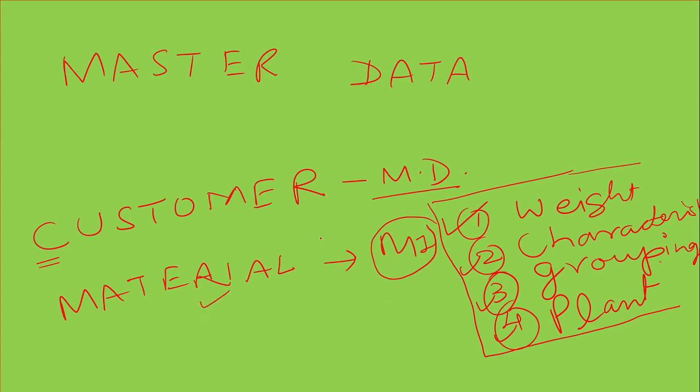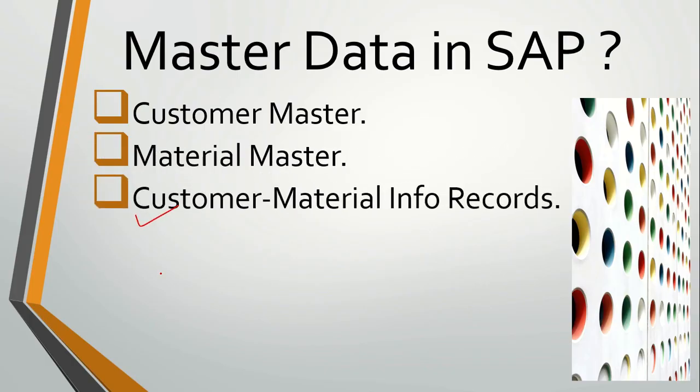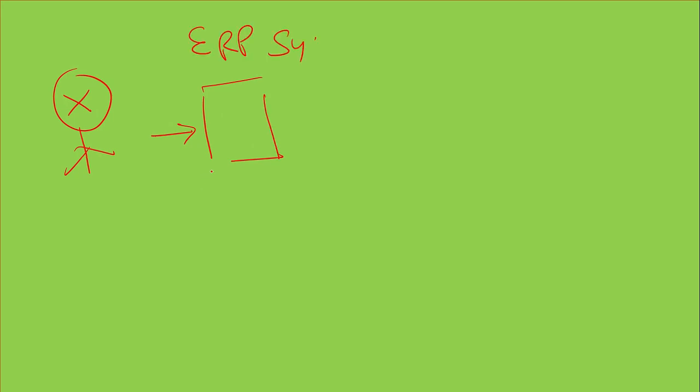Now what is another master data? That is the customer material info record. So what do we mean by customer material info record? For example, this is a person, he is having his own ERP system. In that he is purchasing a product, for example a computer, for which in his ERP there is master data created with a code, and this code M2, description is the computer, right?